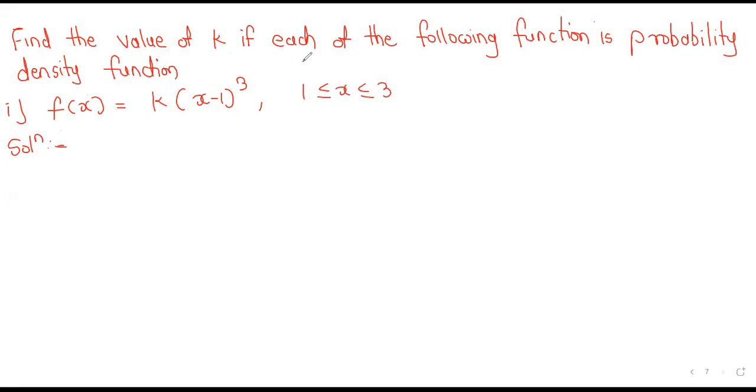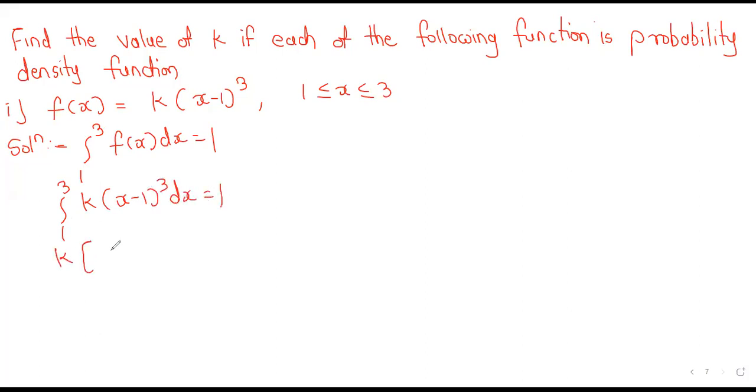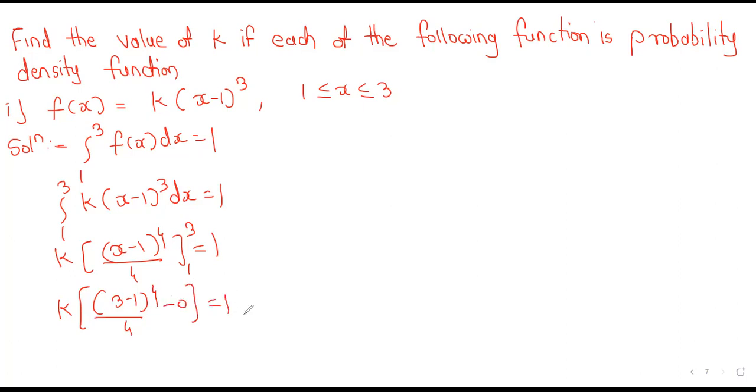Okay, so clearly the given function is a probability density function. So we write integration 1 to 3 f of x dx is equal to 1. So here integration 1 to 3 of k into (x minus 1) cube dx is equal to 1. So k into (x minus 1) raised to 4 divided by 4 is equal to 1, with limits of integration 1 to 3. So which is equal to k into (3 minus 1) raised to 4 upon 4 minus 0 is equal to 1.